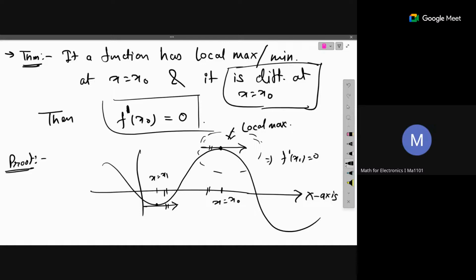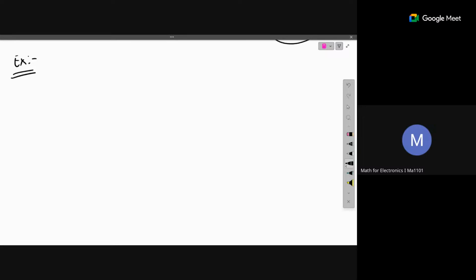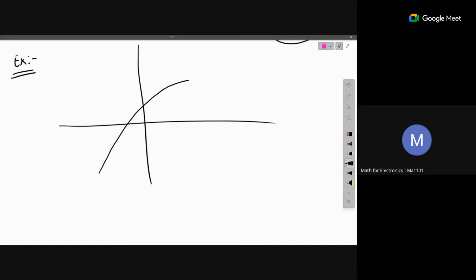Okay. And why do we want this to be differentiable at that point? Let's try to understand that by example. So suppose I have a function which is not differentiable at that point, but that point is a local maxima or minima. So suppose I have a function which looks something like this. And here we have a hollow point.